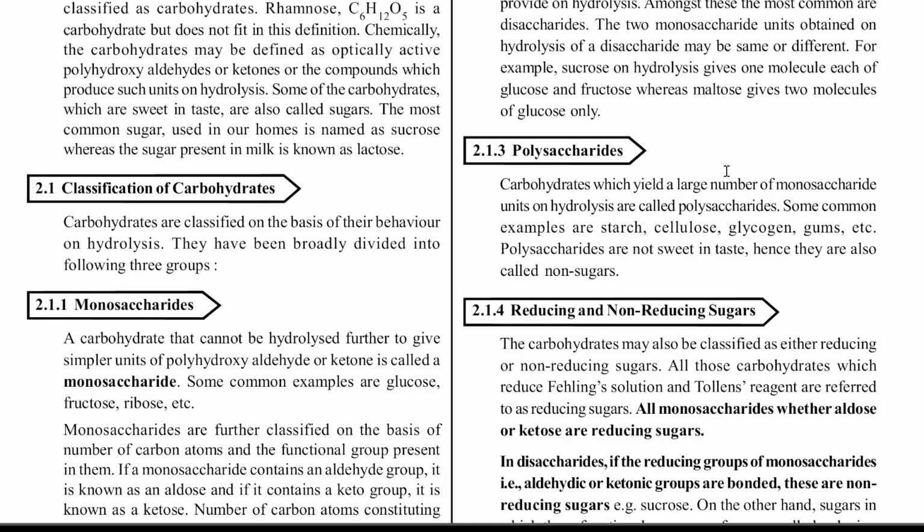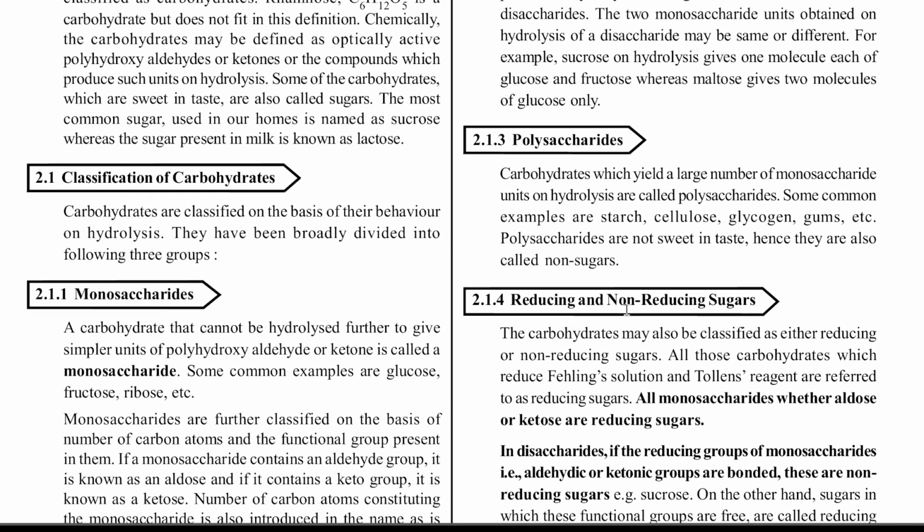Now, carbohydrates which yield a large number of monosaccharide units on hydrolysis are called polysaccharides. They can range from 10 or 11 to even thousands of units. Some common examples are starch, which is the stored form of food, cellulose, which is found in plants, glycogen, which is found in the liver, and gums, which are a byproduct we obtain from plants. They are polysaccharides and they are not sweet in taste and are also known as non-sugars.